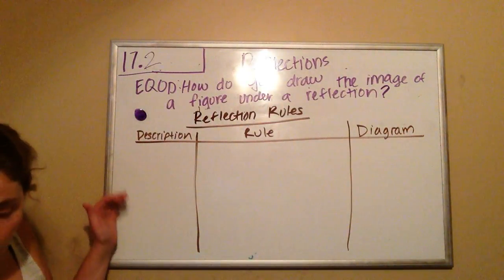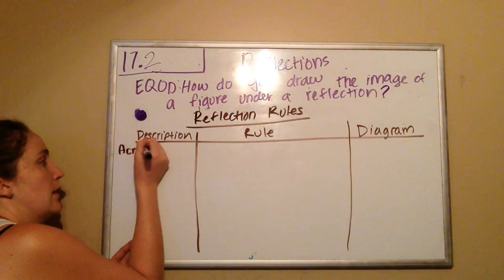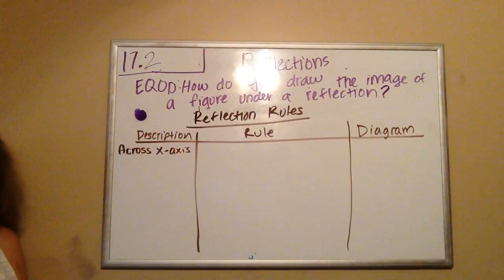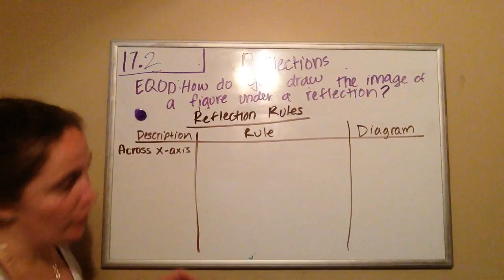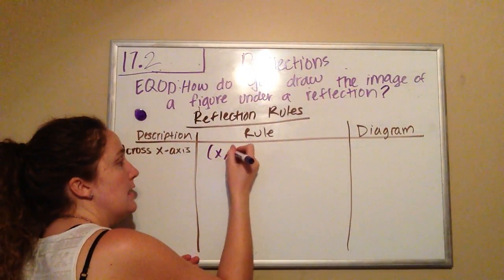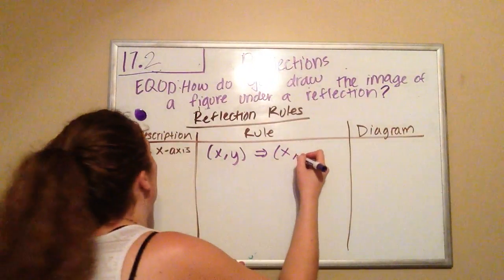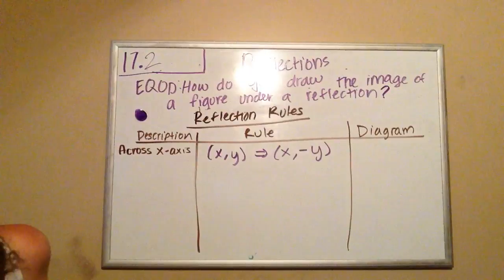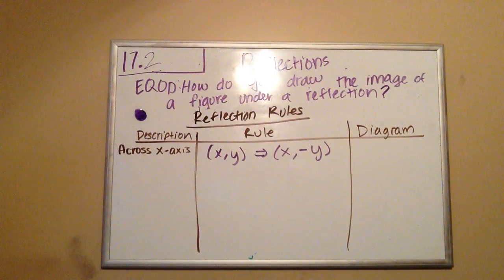Okay, so if you are going to reflect across the x-axis, the rule is going to say that you're going to change your y's. So the x's are going to stay the same, but your y's are going to change or flip or become opposites. A diagram of the x-axis, or where you would be reflecting over, I'll do in just a second.